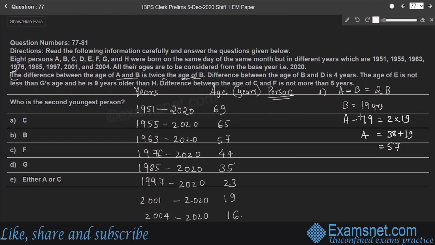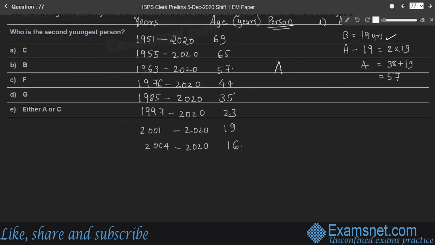In the given information, the person born in 1963 has an age of 57 years. So that person is A. So A was born in the year 1963, where B was born in 2001, who is 19 years old.